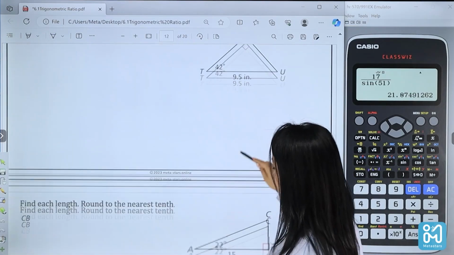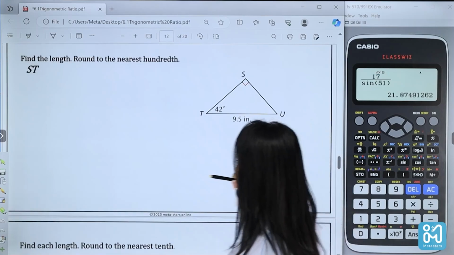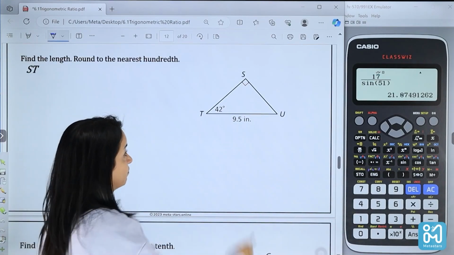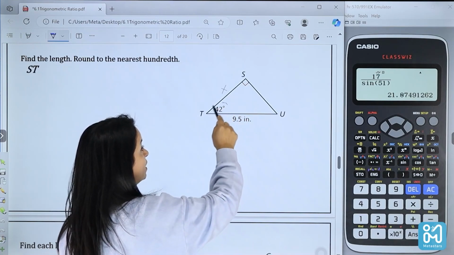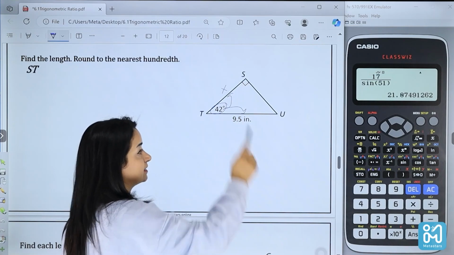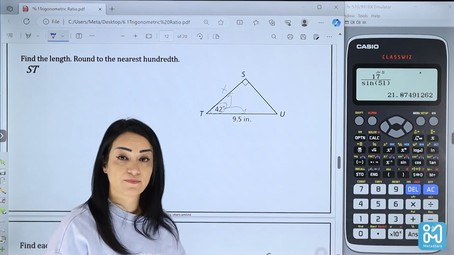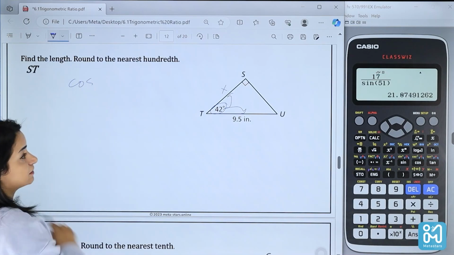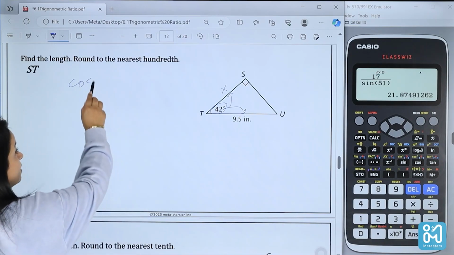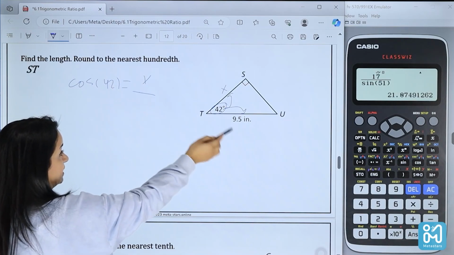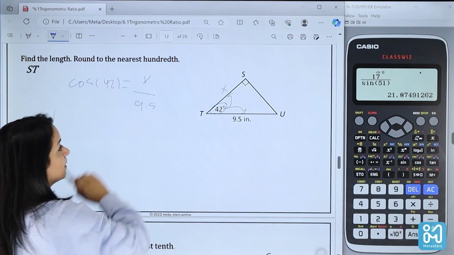Now, I need also to find ST. Where is ST? Here is ST. So I have an angle, I need to find the adjacent, and I know the hypotenuse. So which relation here? Adjacent, hypotenuse. So it's cosine. Cosine 42 is equal to adjacent over the hypotenuse.